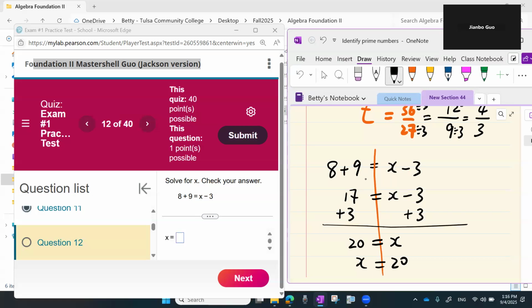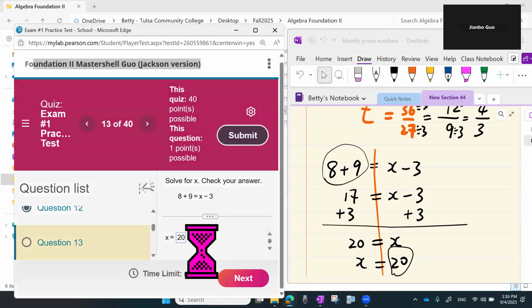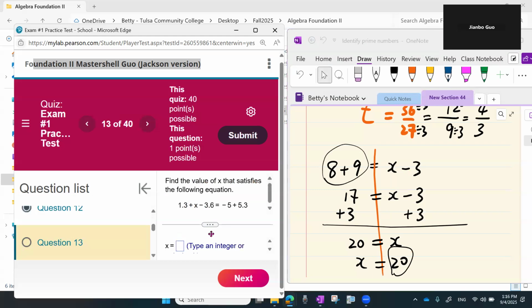It's good to check the answer. On the left side, 8 plus 9 is 17. On the right side, 20 minus 3 is also 17. That means our answer is correct. Enter 20 here. Check the entry. Next, question number 13.